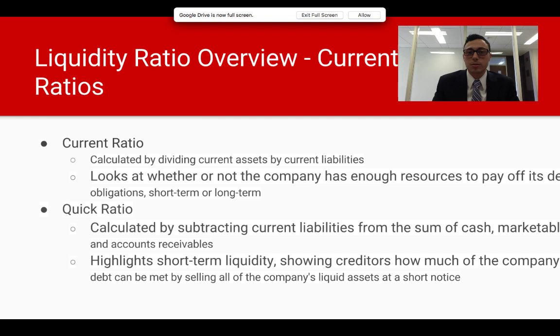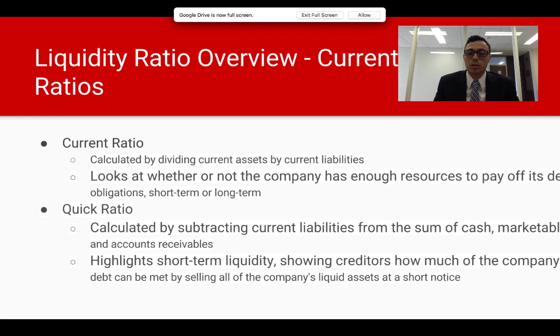Looking at the liquidity ratios, two that we focused on were the current ratio and the quick ratio. Current ratio is calculated by dividing current assets by current liabilities, and this gives an idea of whether or not the company has enough resources to pay off its debts, obligations, whether they're short-term or long-term. Looking at the quick ratio, this is calculated by subtracting current liabilities from the sum of cash, marketable securities, and accounts receivable. And this essentially is similar to the current ratio, except that it takes out inventory because it's not quite as liquid as the other current assets.